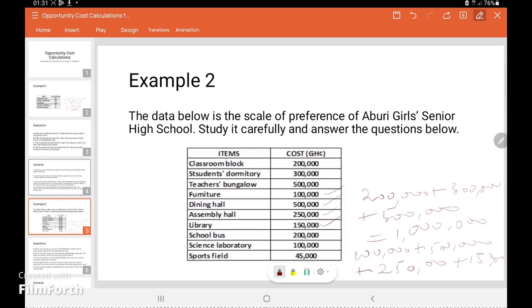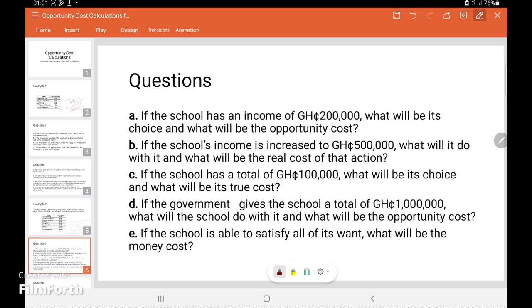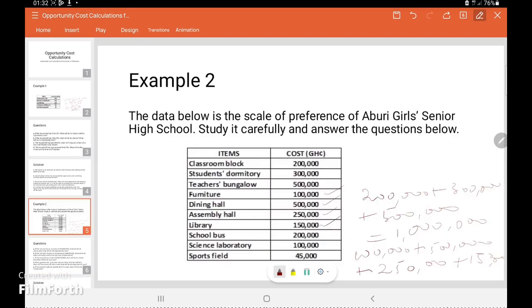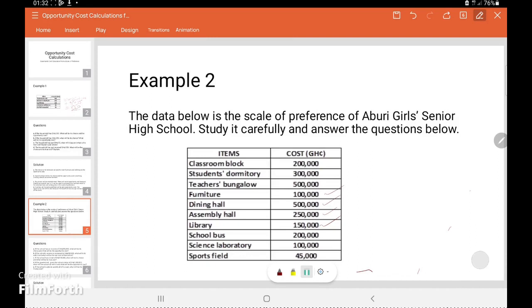Let's look at the last question in this. If the school is able to satisfy all of its wants, what will be the money cost? So here, clearly, we are going to sum up all the values in here to know the money costs. If the school is able to purchase all the items on the scale of preference, what will be the money costs? And that's what we want to look at now.